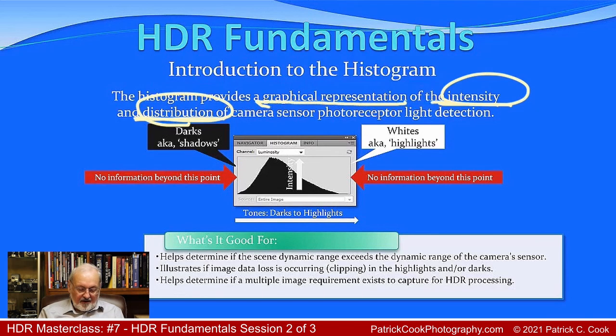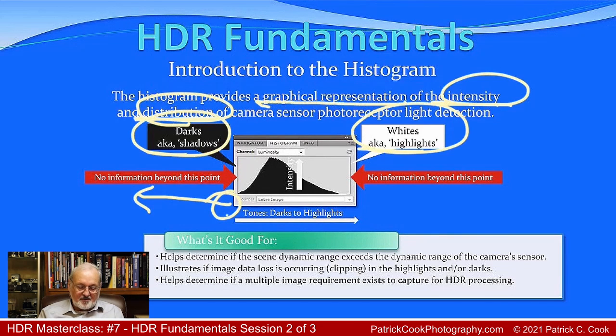Now, on the left side, that's your darks. Any light, well, lack of light actually, any light amount that falls under the computer's capability to give a value for the amount of light in a photoreceptor on the dark side, or the left side of the histogram, is going to clip, and that's the dark side.